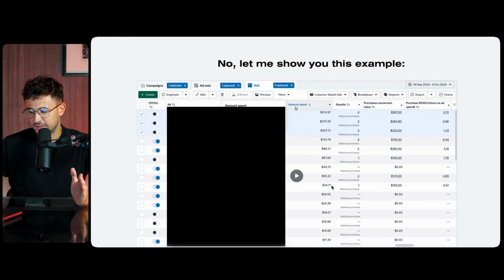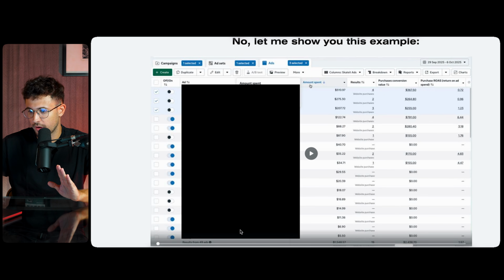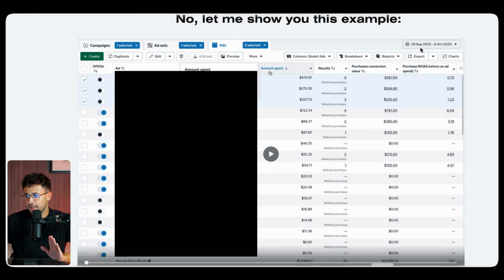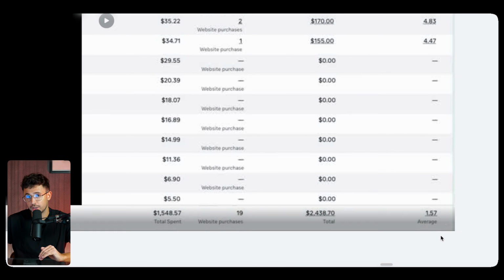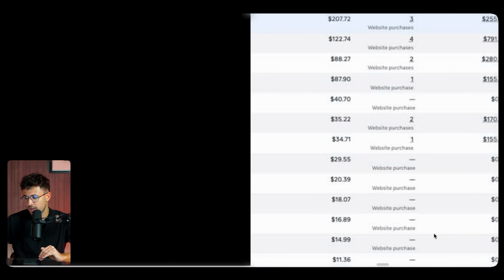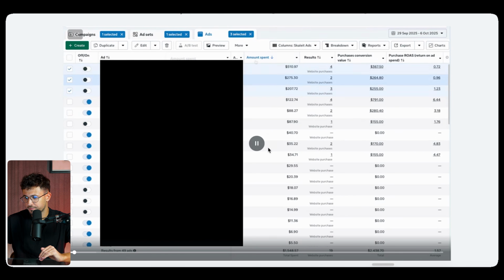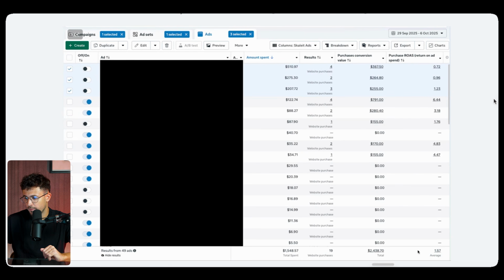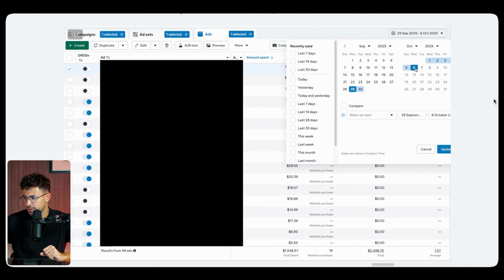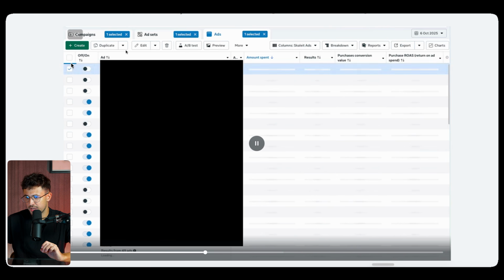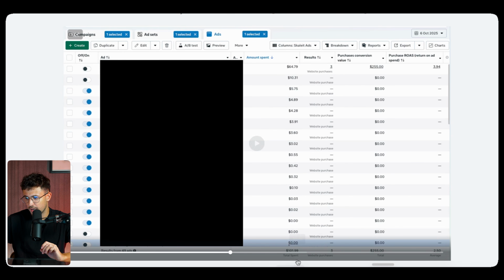So first things first, look at this screen recording here. 29th of September till 6th of August. These three ads here, especially the first one, was getting a 0.72 return on ad spend. And here the overall return on ad spend of the account was 1.57, okay? Now, as you can see, on the 6th of October, these ads here, they still are highlighted, as you can see here, it was off. We basically turned it off on that day.